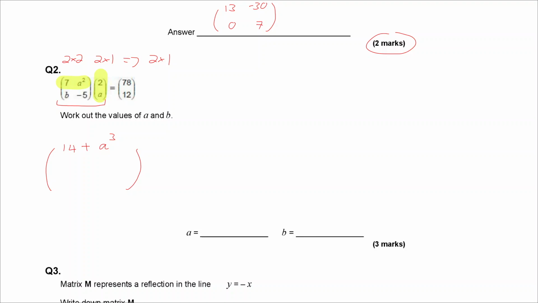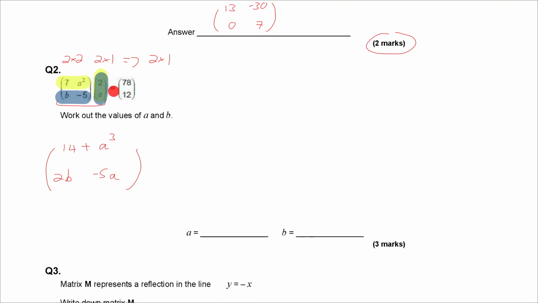I then do, on the bottom, the second row with the first column. So I do b times 2, which is 2b. Then I do the negative 5 times a, which is minus 5a. Sorry, so it's 2b add minus 5a, which is just 2b minus 5a, of course. So this matrix multiplication gives me this here.